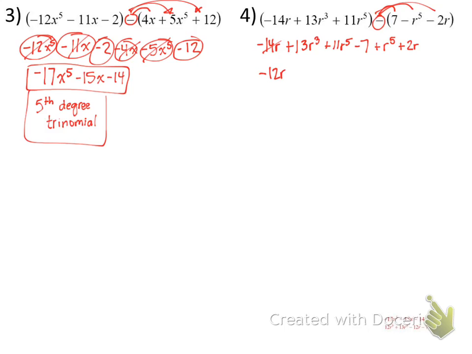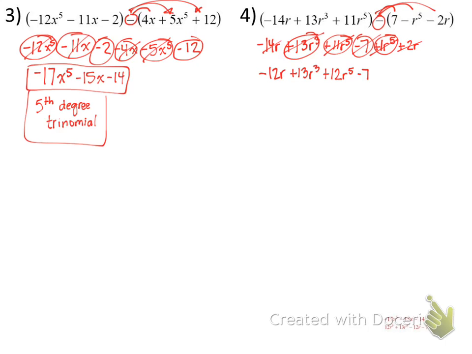These two cancel out, or they disappear. Then we got 13r cubed, and there isn't anything else, so we're going to bring 13r cubed down. Cross that out. Then we got 11r to the 5th, and positive r to the 5th. This is like 1r to the 5th, right? So we add those together, we get 12r to the 5th. Those get crossed out. And then we have negative 7 still left. We're going to bring that down. So now we have everything accounted for.